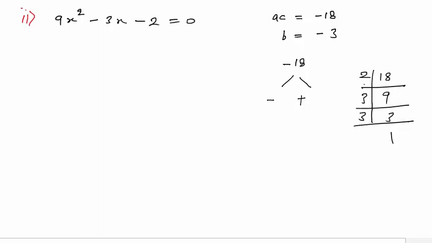is minus 3. Now if I take this 2 into 3, that is minus 6 if I take and plus 3 I take, the product will give me minus 18 and their addition will give me minus 3. So I will say that this 9x square minus 3x minus 2 equal to 0 as 9x square minus 6x plus 3x minus 2 equal to 0.